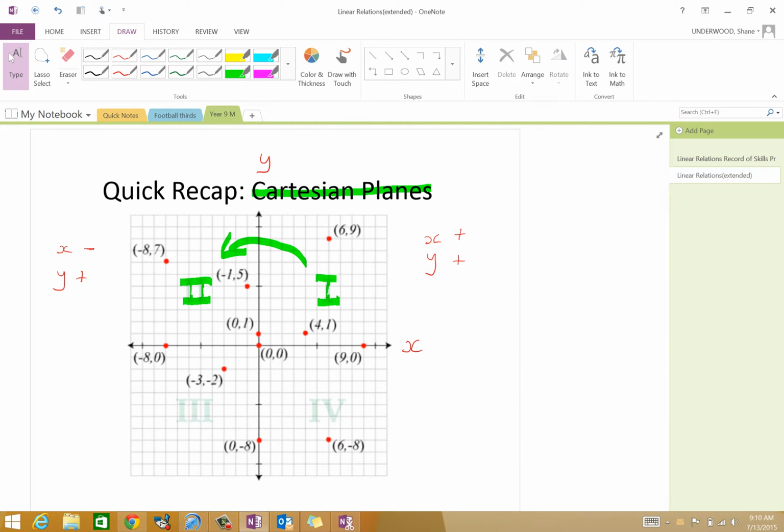Zip it. What about in the third quadrant though? What can you tell me about X and Y? In the third quadrant, they are both negative. Absolutely. So X is negative and Y is negative. And of course, in the fourth quadrant, the good old fourth quadrant, well, we know that X is positive and Y is negative.